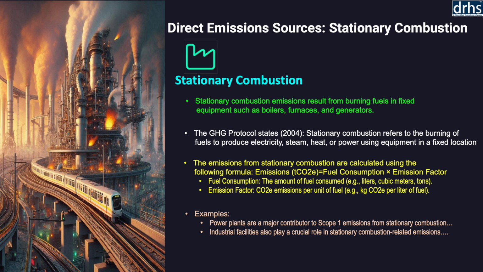Industrial facilities also play a crucial role in stationary combustion related emission. Processes such as steel making, cement production, and chemical manufacturing often involve the burning of fossil fuels, leading to significant CO2 emission. Industries can mitigate their emission by adopting more energy efficient technology, switching to low carbon fuel, and capturing and storing carbon dioxide. In conclusion, addressing stationary combustion emission is essential for mitigating climate change.